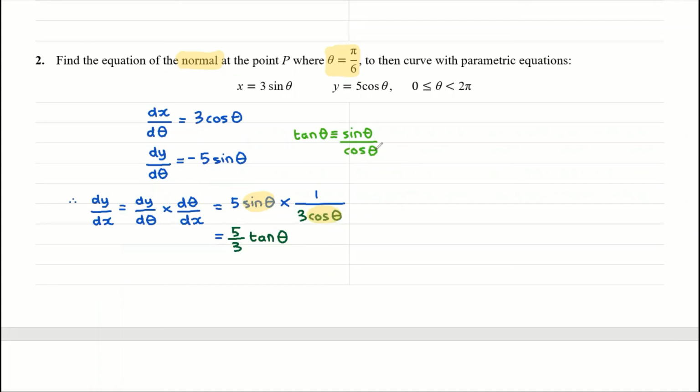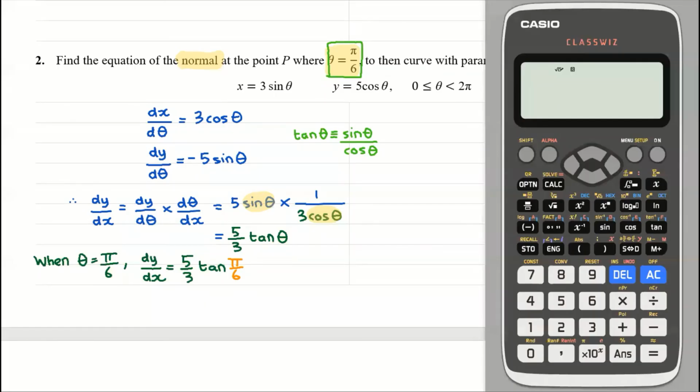So now we need to figure out what dy by dx is when theta is equal to pi over 6, which is, of course, what we're given here. So let's write that as a statement. So when theta is equal to pi over 6, dy by dx is simply going to equal 5 over 3 multiplied by the tan of whatever, well, of pi over 6, and we just have to figure out what that is. So just put that substitution in orange there. So we need tan of pi over 6.